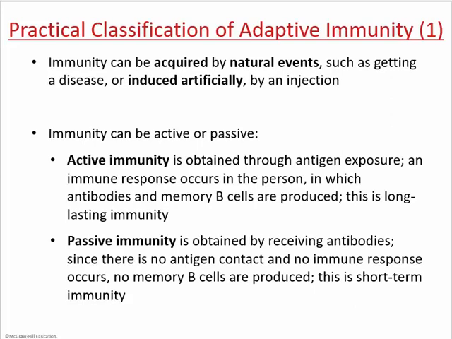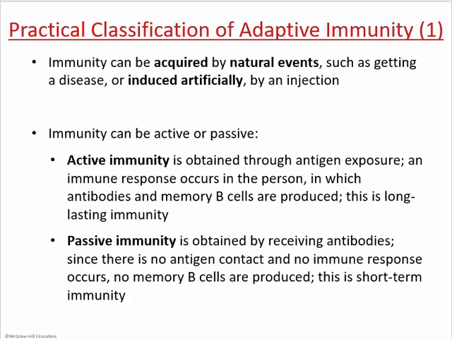So this is the artificial way. And both of those that I've just talked about are artificial active, because you've had the response, you've made the memory cells, you've made your own antibodies, you're actively involved in the immune response. But there's a way of getting the antibodies passively.